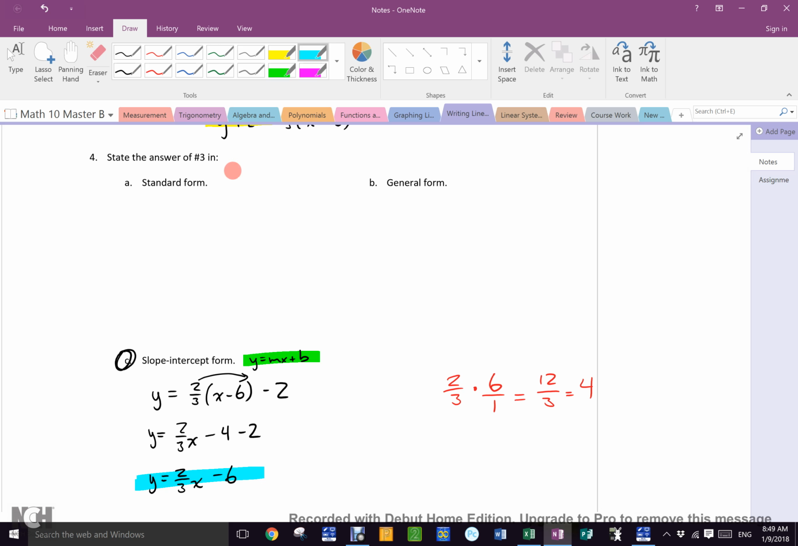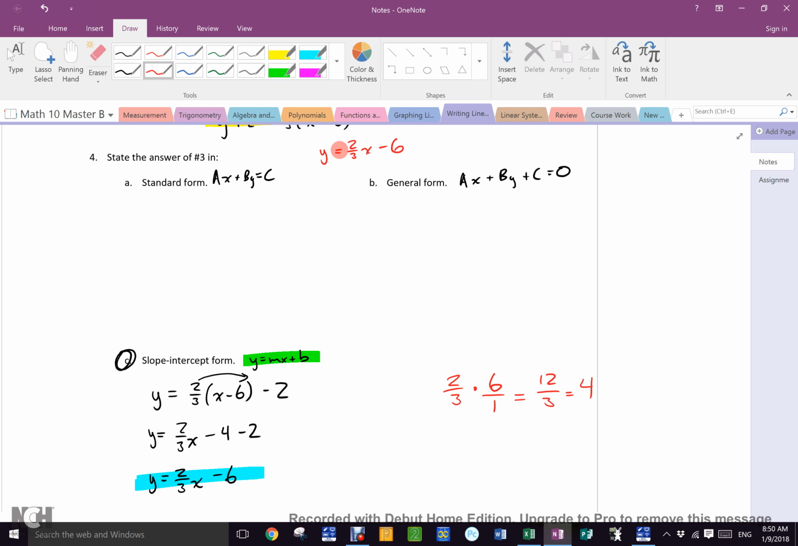Now, if I want standard form, or general form, what do I have to do to this to make it look like this? What's the only thing you see in that blue one that isn't there? Fraction. Once I get rid of the fraction, I'm in business. Right? So what I've got right now is y equals 2/3 x minus 6. I can't have that fraction there. How do I get rid of a fraction?